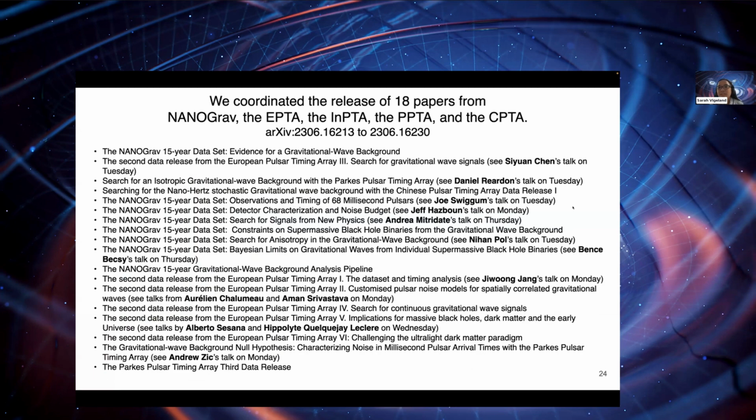Now, the results that I've just talked about are only some of the results that came out on June 29th, UTC. Through the IPTA, we coordinated the release of 18 papers from NANOGrav, the IPTA, the NPTA, the PPTA, and the CPTA. And they were all posted on the arXiv in this order. So you can go look them up. The arXiv numbers range from 2306.16213 to 16230.